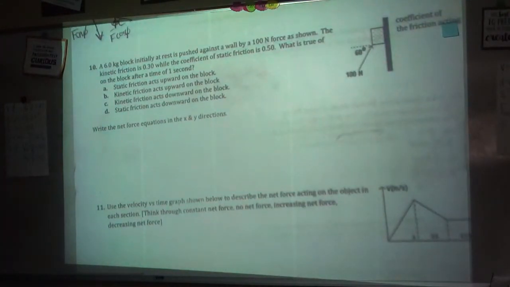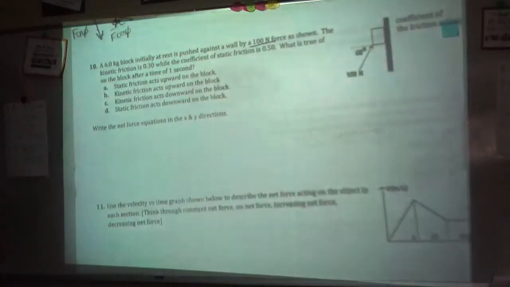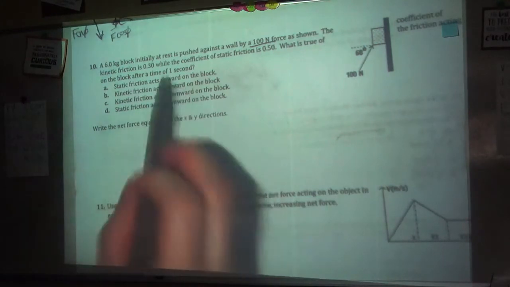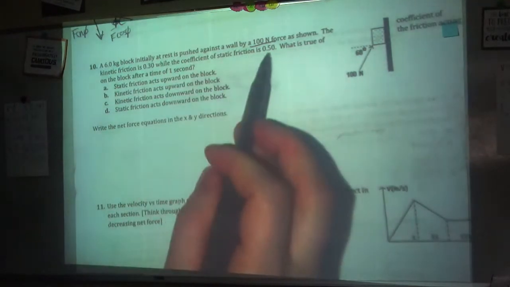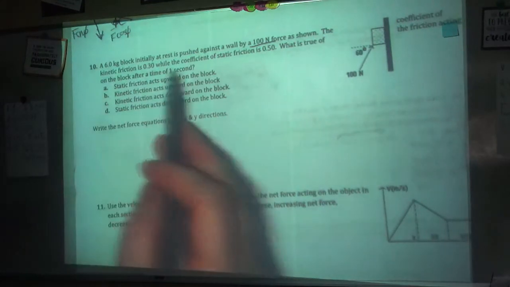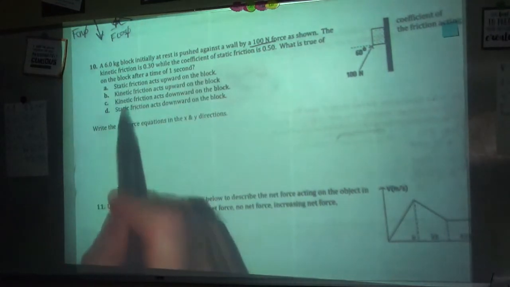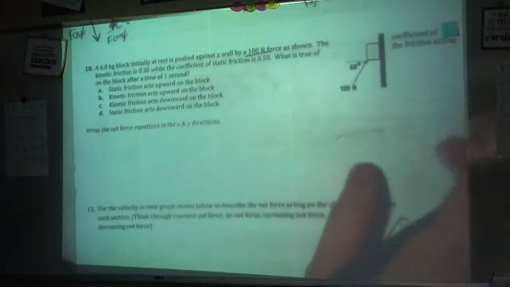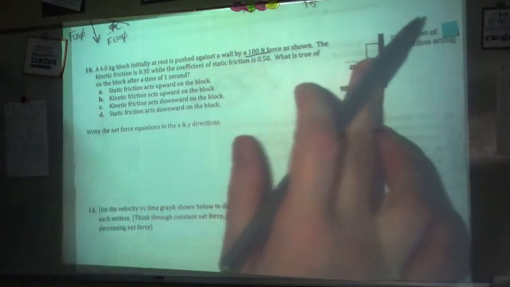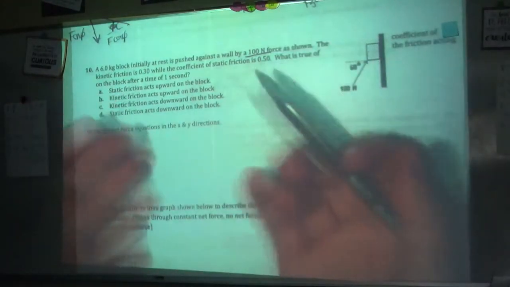Number 10: a 6 kilogram block initially at rest is pushed against a wall by a 100 Newton force as shown. The coefficient of kinetic friction is 0.3 and the coefficient of static friction is 0.5. What is true after 1 second? Is it static friction, kinetic, etc.? So basically this is saying, is this force enough to overcome the static friction? If it is, then it would start moving. It's now kinetic friction. If it's not enough to overcome it, then it's still static.